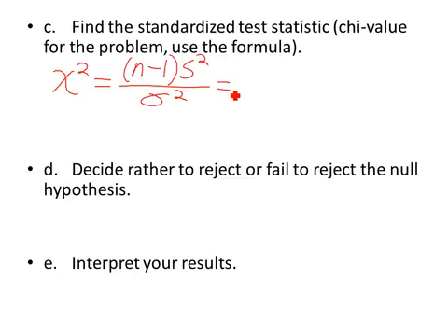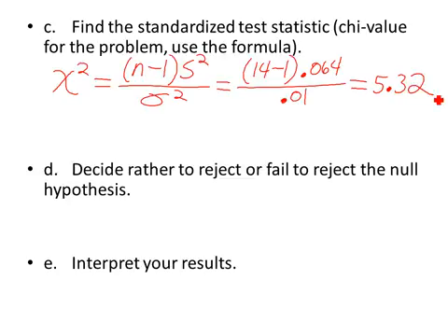Somebody help me out. What was N this time? 14 minus 1. What was the standard deviation of our sample? Or I'm sorry, what was the variance of our sample? 0.064. Over what was their variance? 0.01. This one's a little easier to punch in the calculator, it's pretty straightforward. 13 times that, equals, divided by 0.01, what's that give you? 5.32. Is that right?